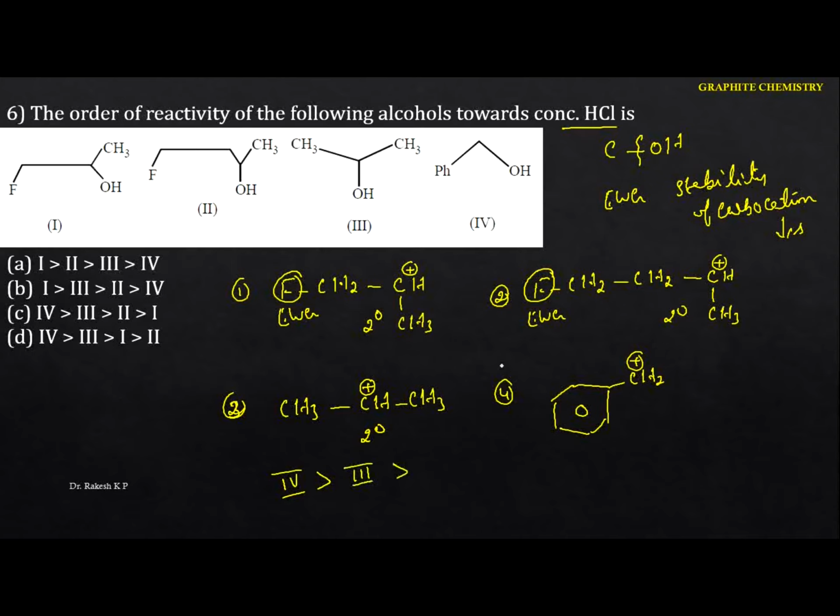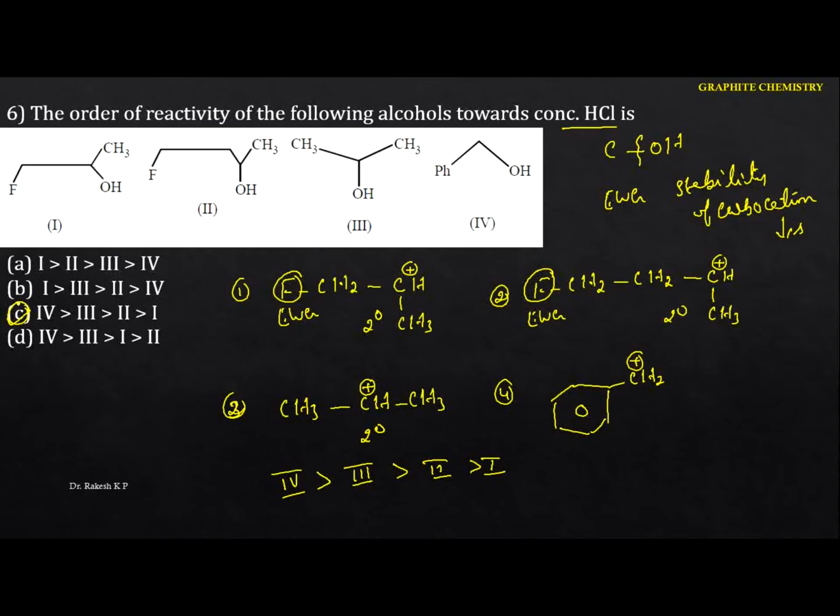Next, here also we are having an electron withdrawing group, but see the distance here: the distance is far from the carbocation in this case, whereas in the other it is very near. Hence the next comes the second one, and the least reactive is the first one. It is mainly depending upon the stability of the carbocation. If there is the presence of an electron withdrawing group, stability decreases. If there is the presence of an electron donating group, the stability of the carbocation increases. Hence in this case the option is C.